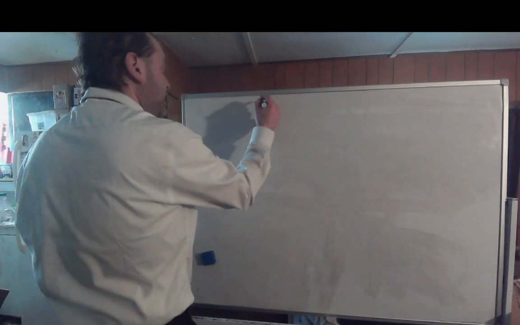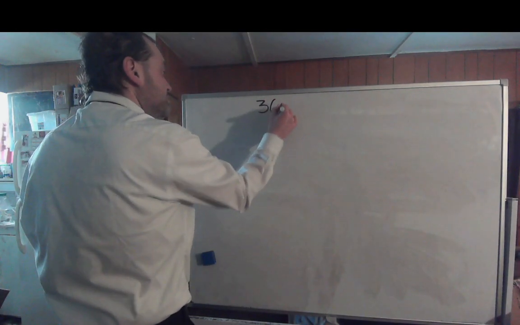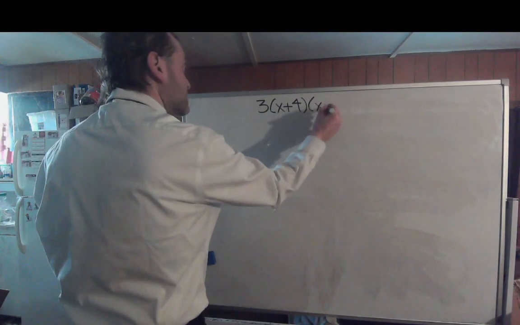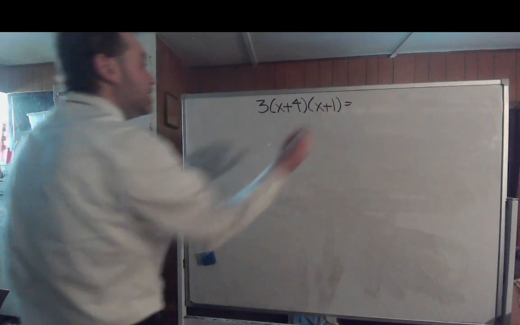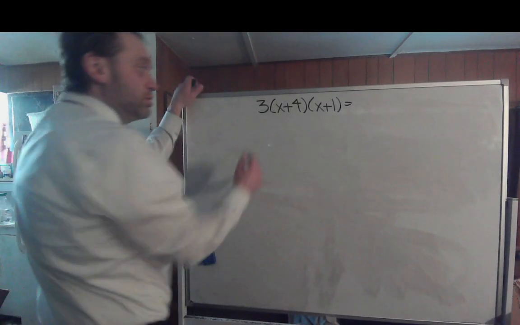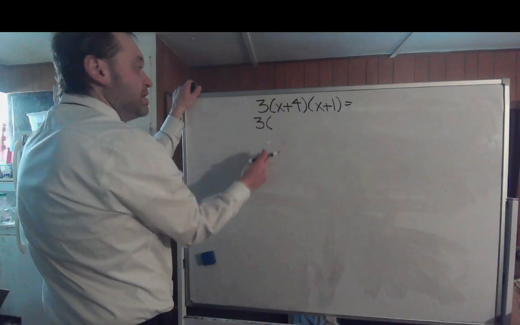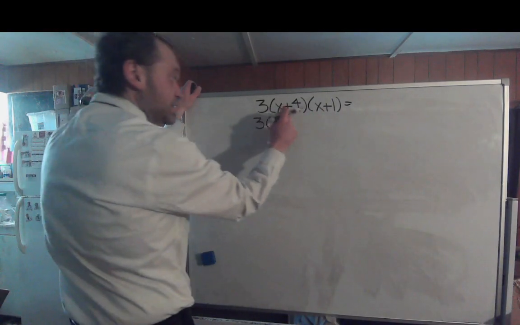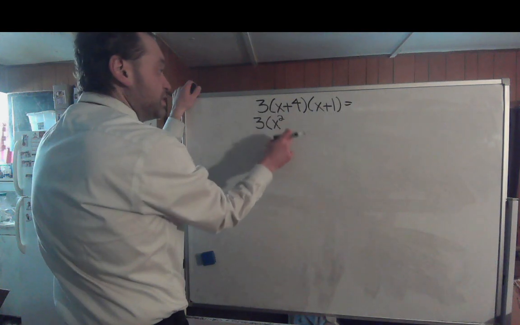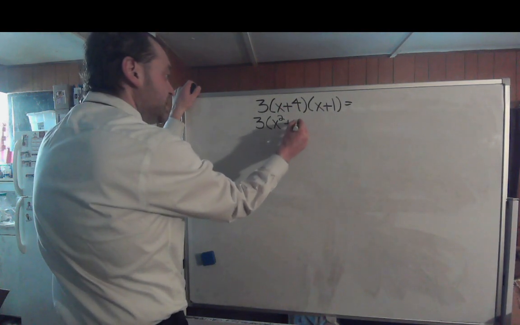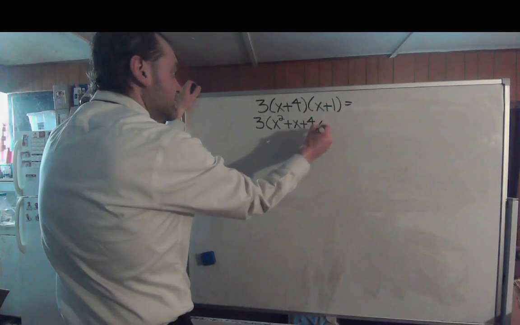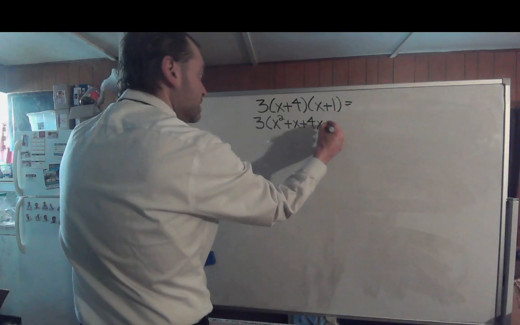Alright, let's say I have 3 times the quantity of x plus 4 times the quantity of x plus 1. Well, again, your coefficient on the outside, leave that alone. Leave the 3 alone. Just deal with foiling your two parentheses. So x times x is what? That's x squared. Plus, then you have x times 1, which is just plus x. Plus 4 times x, that'll be plus 4x. Plus 4 times 1 is plus 4.